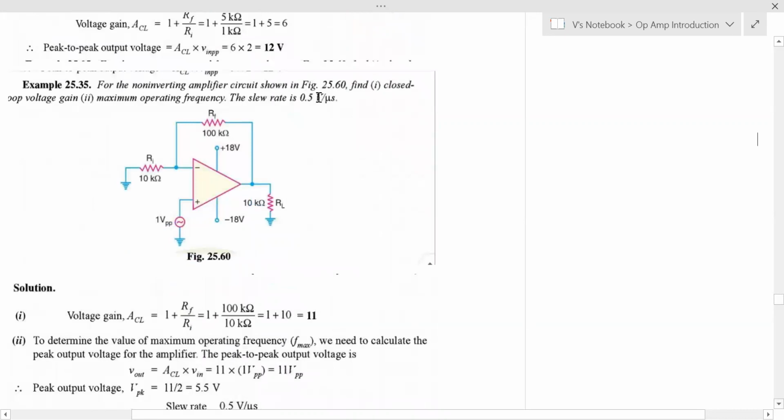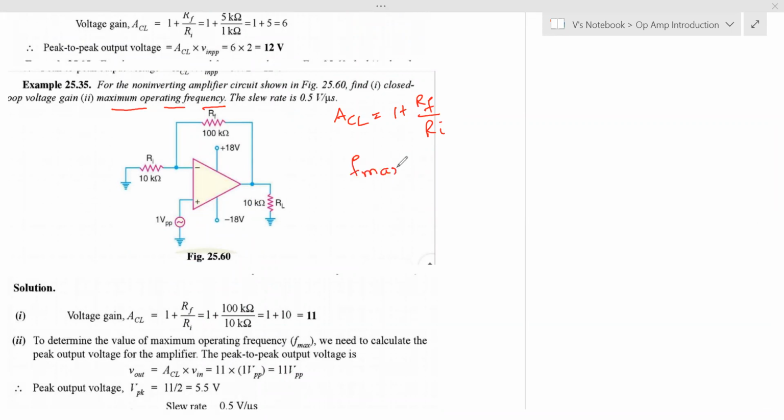For the non-inverting amplifier circuit, this is the circuit. Find closed loop voltage gain. That means ACL, where to calculate with the help of this formula. And second quantity is maximum operating frequency. So F max, where to calculate. So in slew rate we have seen, right? Because slew rate is given here. What is the F max formula? Anybody remember? Slew rate divided by what?